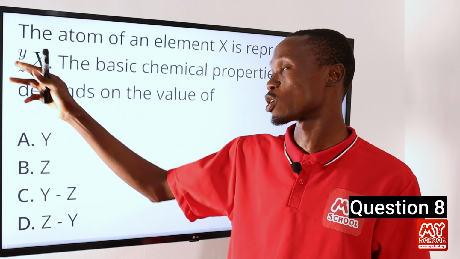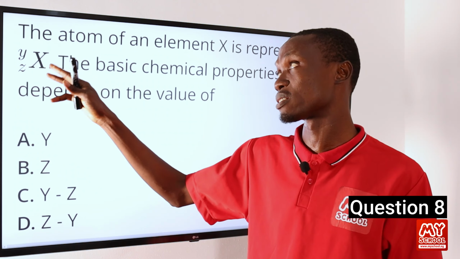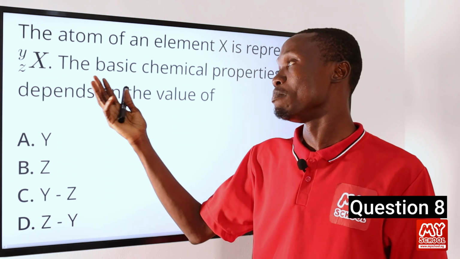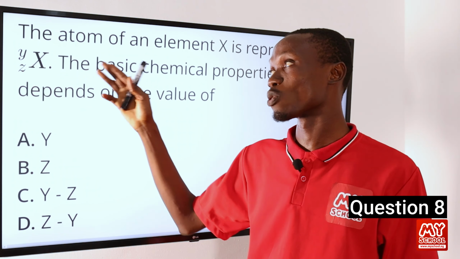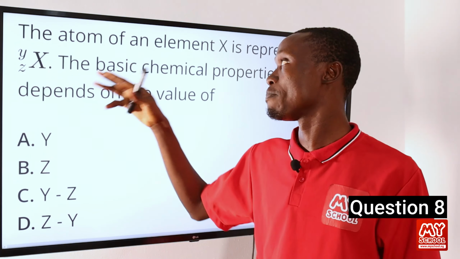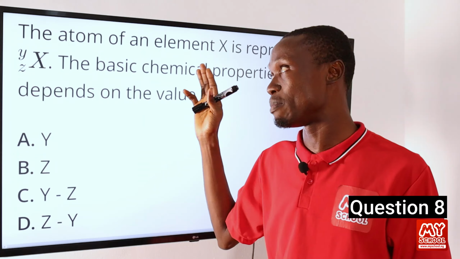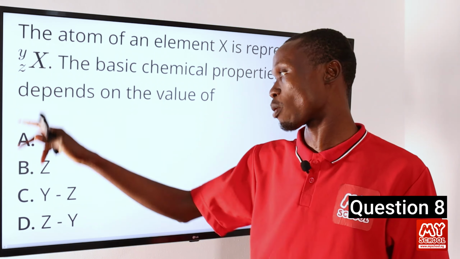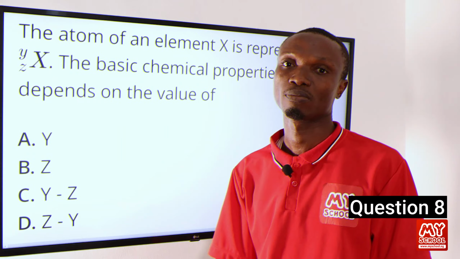Looking at what we have here, this shows us that this atom of this element is neutral, meaning the number of protons is equal to the number of electrons, which is our Z here. So the basic chemical property of an element actually depends on what? On Z. So that makes option B the correct option.